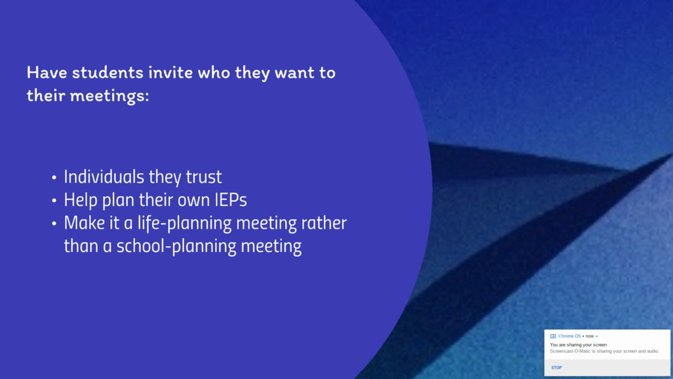Let's go back to giving students power of control in a good way. Have students invite who they want to their meetings. These are individuals they trust, so any staff members, any friends could come to their IEP meetings. They feel more comfortable. They trust people who know their situation. That way, they'll make better choices and they'll perform better. And I can't say it enough, these skills don't stop in school. So make it a life planning meeting rather than a school planning meeting.